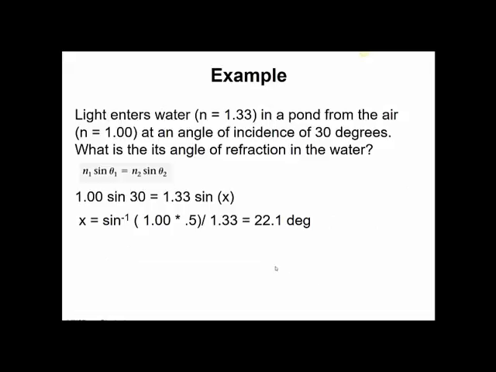So take an example, light incident on a pond. So you're going into water from the air at an angle of incidence of 30 degrees. What is its angle of refraction? So we would set this up as going from the air to the water. So 1.00 times sine of 30 equals 1.33 times sine of x. We would take the inverse sine, get the angle. It's going to give us 22.1 degrees. Make sure your calculator is in degrees.